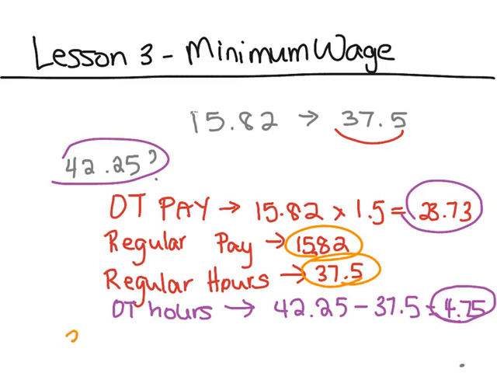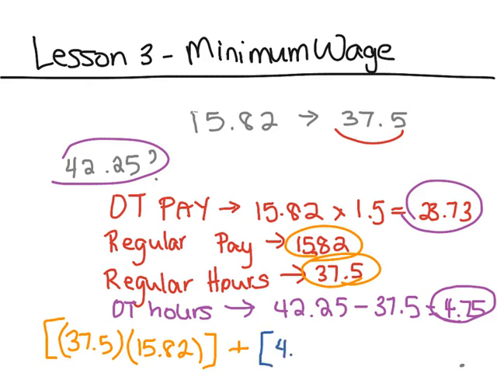So we'll take 37.5 times 15.82. So those are his regular hours. And we're going to add 4.75 and multiply it by his overtime pay. So the blue area is overtime, and the orange is regular.